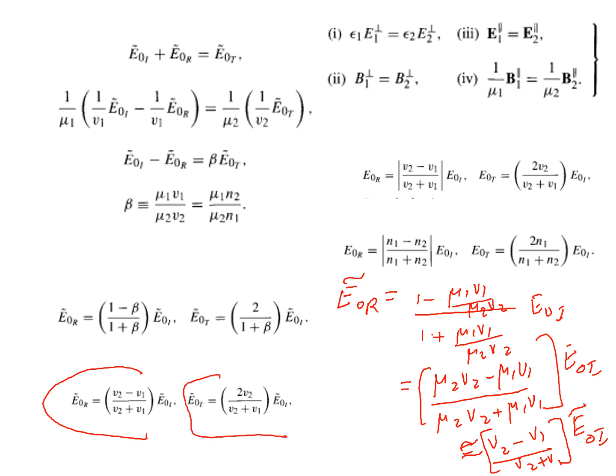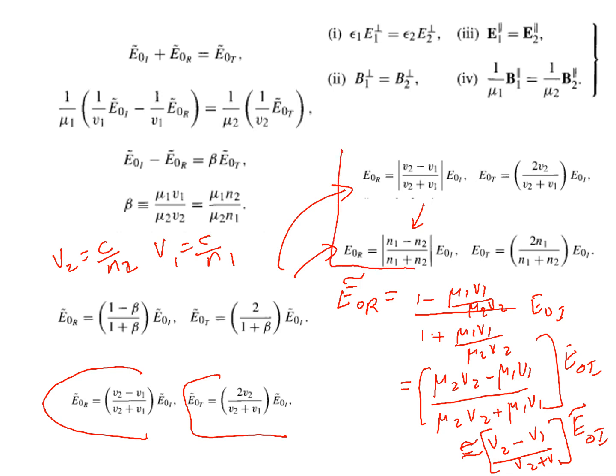And this is E0T complex in the same way. Now, from the complex notation to the ordinary notation, E0R equals the modulus of (v2 minus v1) by (v2 plus v1) times E0I, and E0T is equal to this one. Now, in terms of refractive index, you can find the expression also, because v2 is c by n2, and v1 is c by n1. So you can substitute for v2 and v1. You will get the expression for E0R in terms of refractive index.